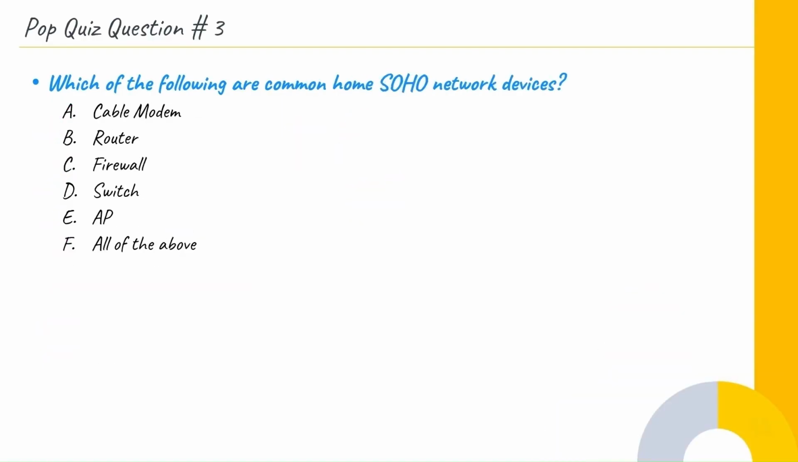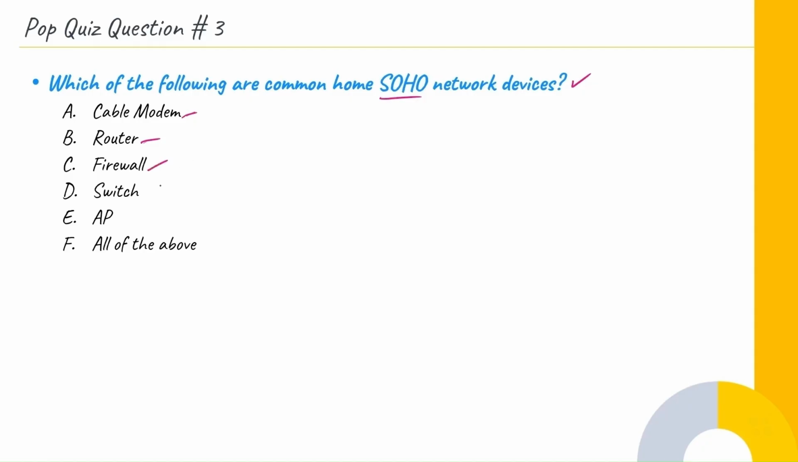Pop quiz question number 3. Which of the following are common small office, home office network devices? All right, let's take a look at these. One of those would be really a cable modem, okay? You've got to have that to get internet, right? Then, once we receive the internet, we have to route it to our internal network. So a router is a good answer there.